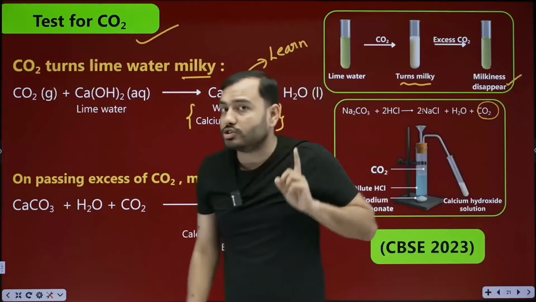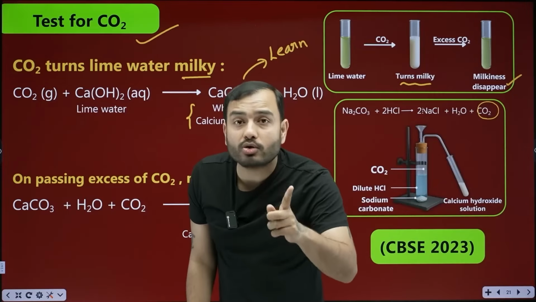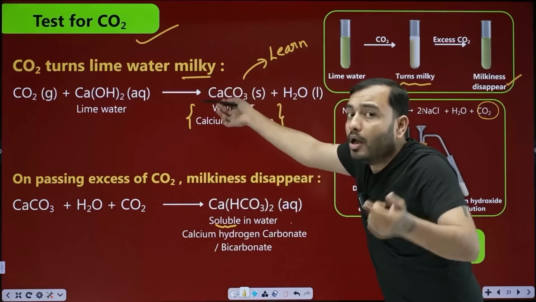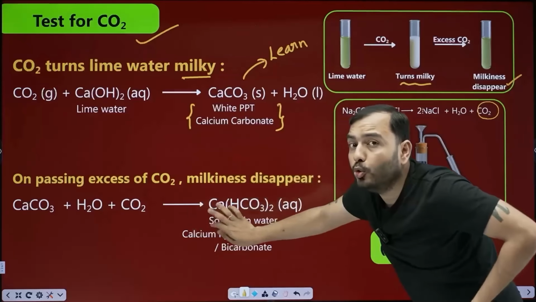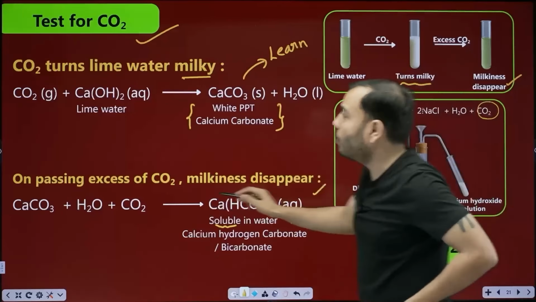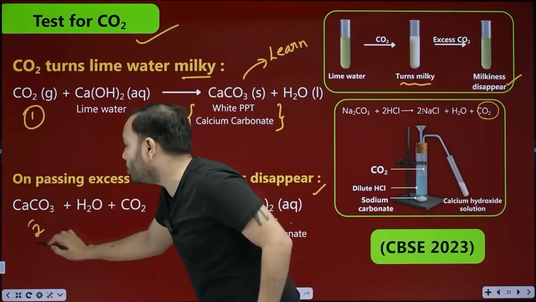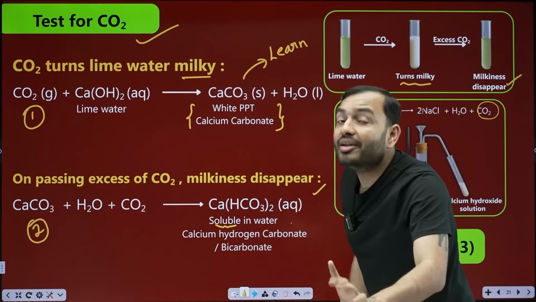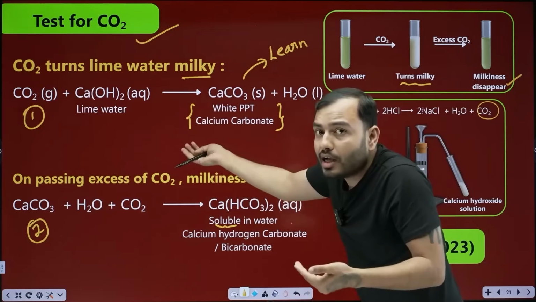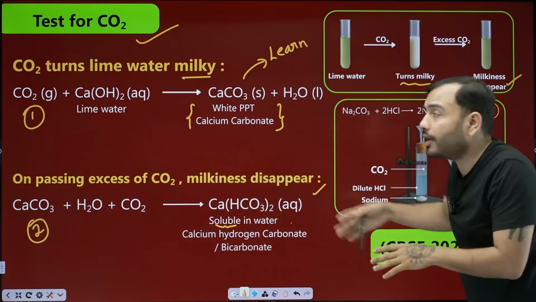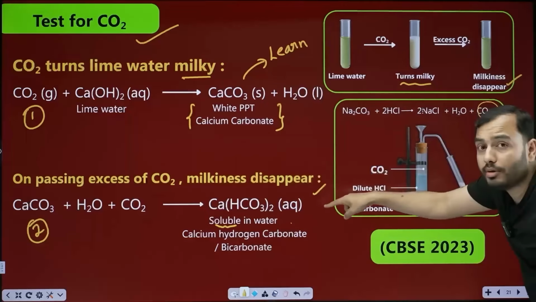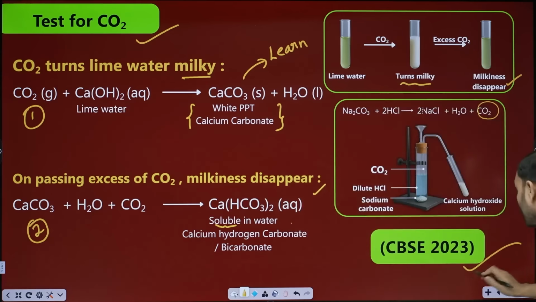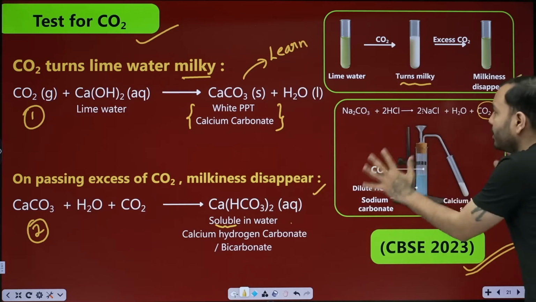This test of carbon dioxide should be remembered. On passing carbon dioxide through lime water, the lime water turns milky. On passing excess CO2, the milkiness disappears. Both equations, one and two, you should memorize. In the exam it comes: carbon dioxide makes lime water milky, and if you pass more, the milkiness disappears. Why? Because one is insoluble and the other is soluble. In CBSE 2023, this question was directly asked.